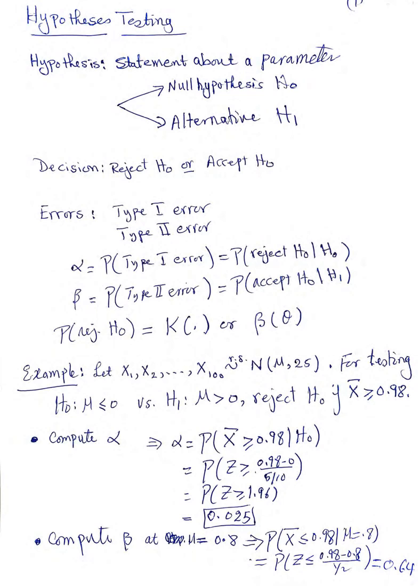Same thing for beta. If you want to calculate beta, you have to define at which value under H1. H1 says mu is greater than 0, so we can compute it under mu equal to 0.8, 0.9, 0.7, and so on. At 0.8, if you standardize and get the probability, you will have 0.64. Because accepting H0 means that you have to compute the probability that X bar is less than or equal to 0.98, and you will have 0.64.